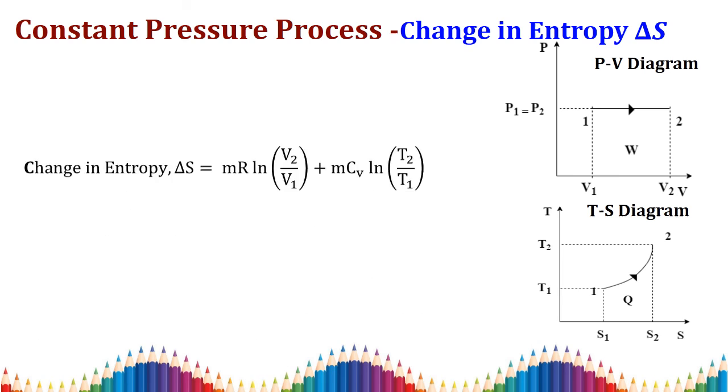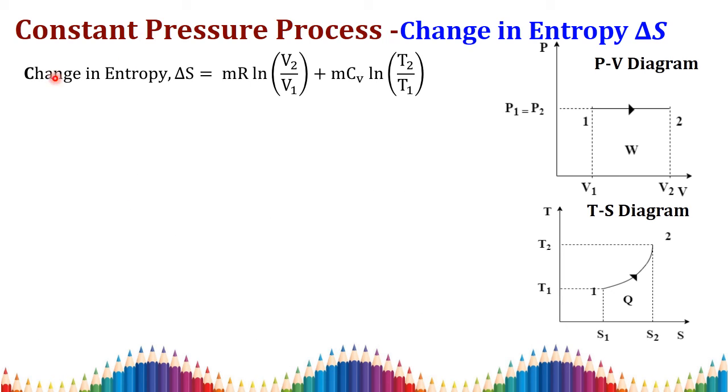Then the final one is change in entropy. This change in entropy relation is derived from the first law of thermodynamics in terms of volume and temperature. In this relation, we need to apply the constant pressure process condition. From the PVT relation, P1V1 by T1 is equal to P2V2 by T2. We can apply the constant pressure condition, P1 is equal to P2, so we get the reduced equation as T2 by T1 is equal to V2 by V1. I am replacing T2 by T1 with V2 by V1.